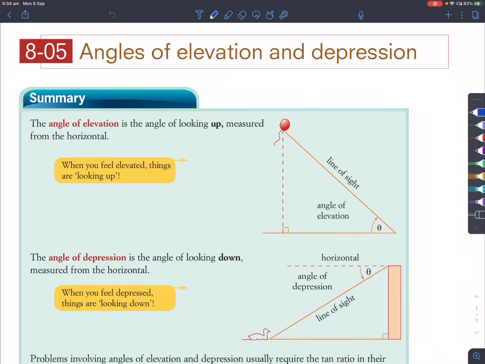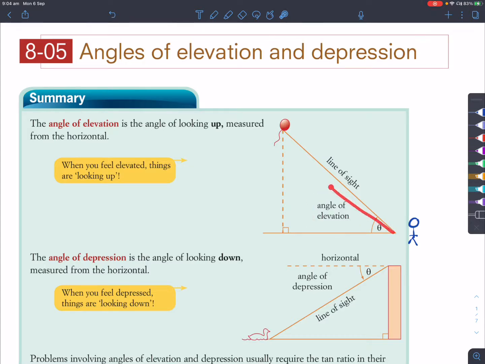Welcome back, guys, to another lesson on trigonometry where we look today at the concept of angles of elevation and depression. So let's have a look at what it is. The angle of elevation is the angle of looking up, measured from the horizontal. Basically, if you're a person looking up at that balloon, you're looking upwards, and that angle to the horizontal, most importantly theta, is what you call the angle of elevation.